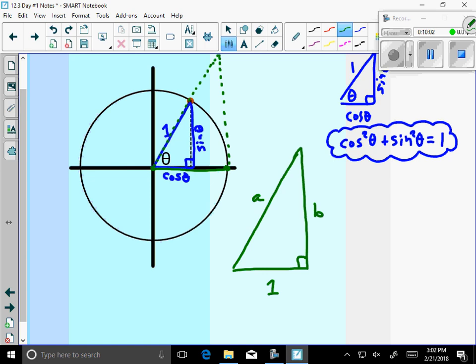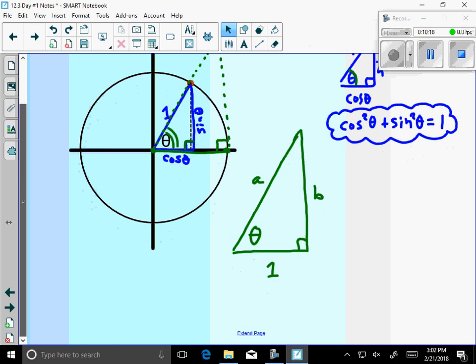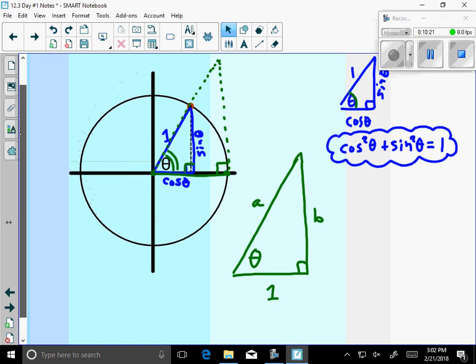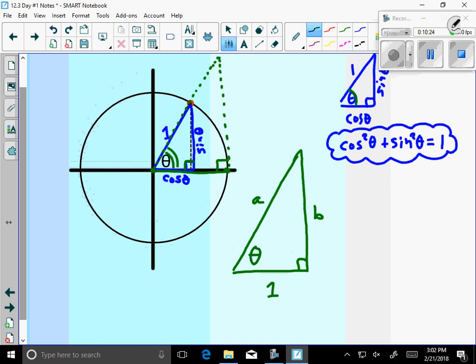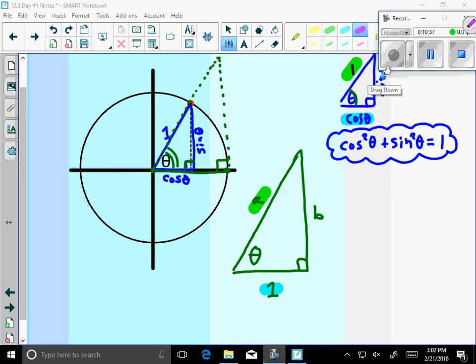Okay, now this is really cool. This angle is congruent to this angle. And also we have a 90 in both locations here. Therefore, this is theta. So rewind your mind a little bit back to geometry and recall this. Similar triangles have proportional sides if you have at least two congruent angles. So that side corresponds to that side in the same way that cosine corresponds to 1, in the same way that sine corresponds to B.